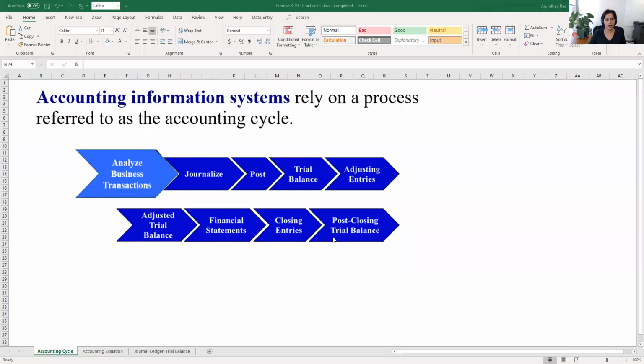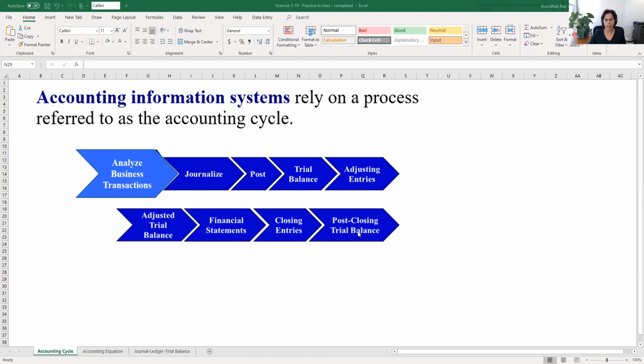Good afternoon. In this video, we're going to take a look at 3 steps in the accounting cycle. So let's start by reviewing the accounting cycle and see how to proceed. The accounting information system relies on a process which we call the accounting cycle.